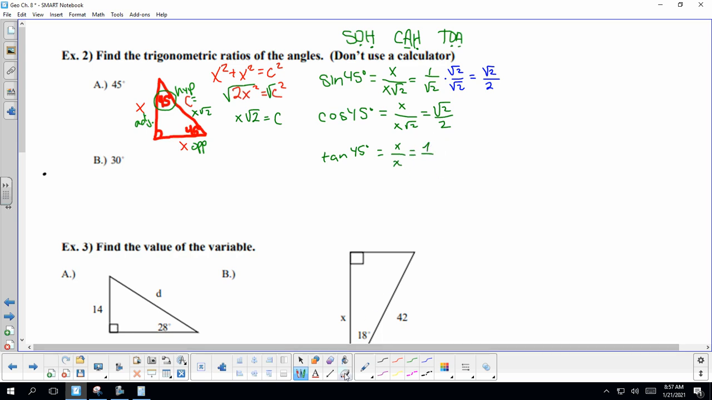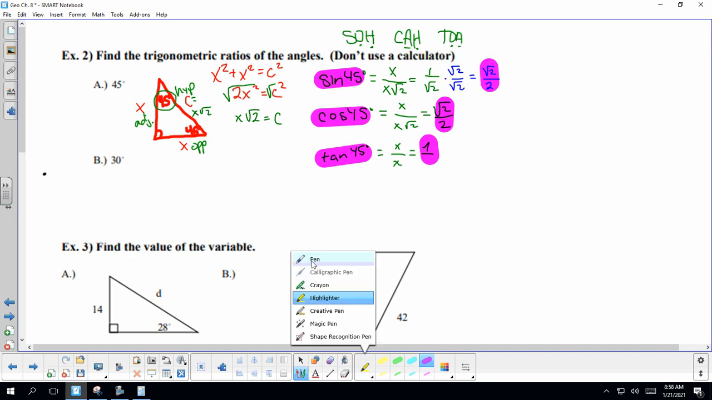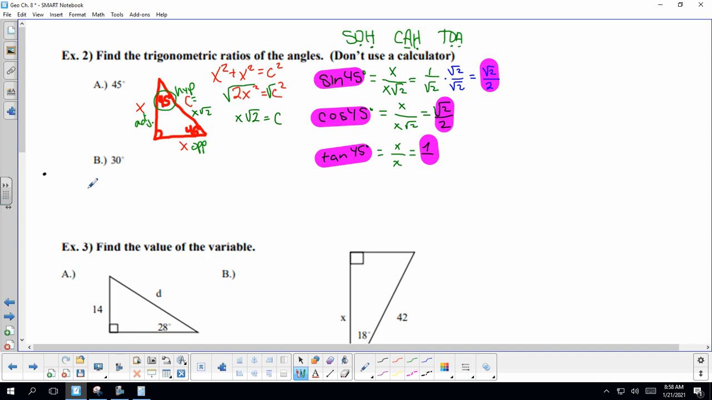And you guys, this is true for all 45-degree triangles. The tangent is always going to be 1, and the cosine and the sine are always going to be root 2 over 2 if you have a 45-45-90 triangle. That's why they're special. Okay, let's do the same thing with 30-60-90.